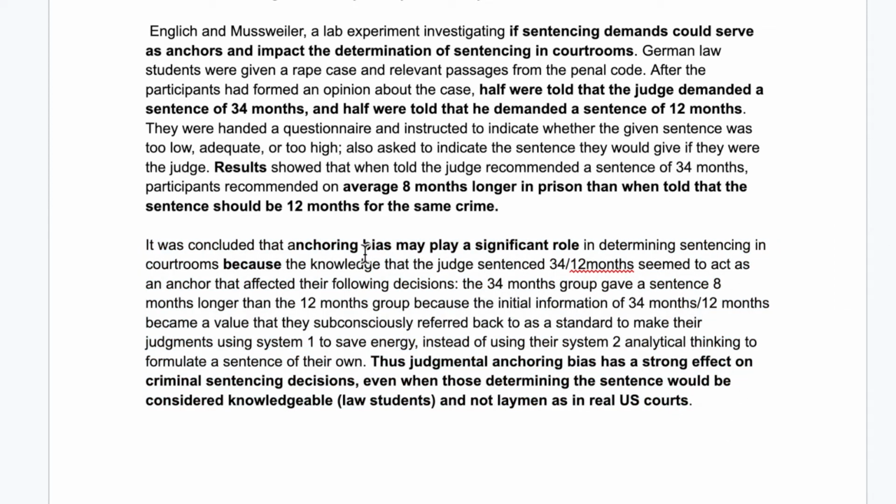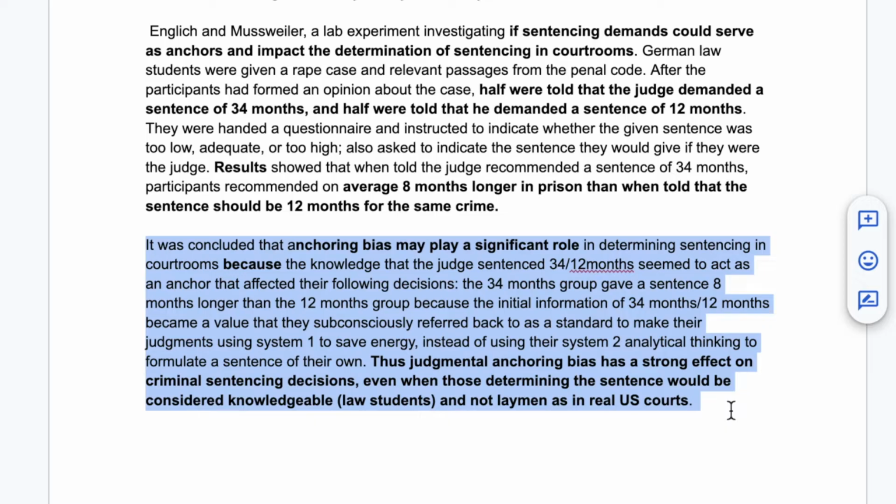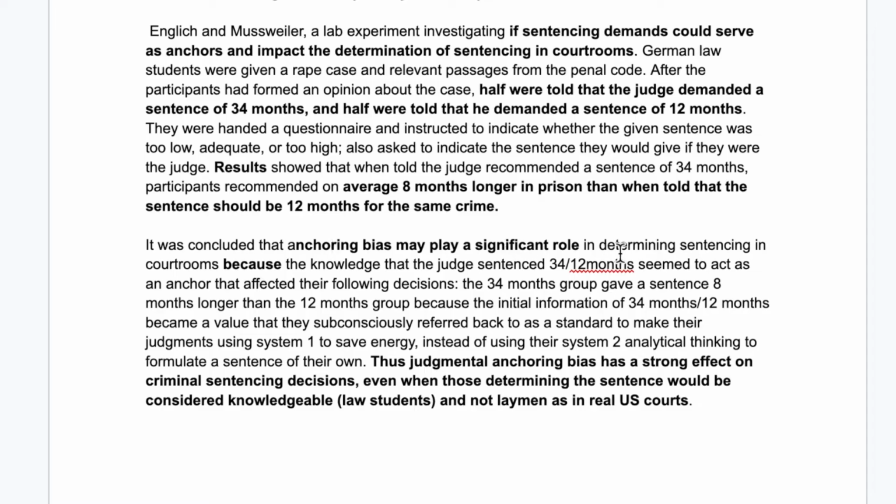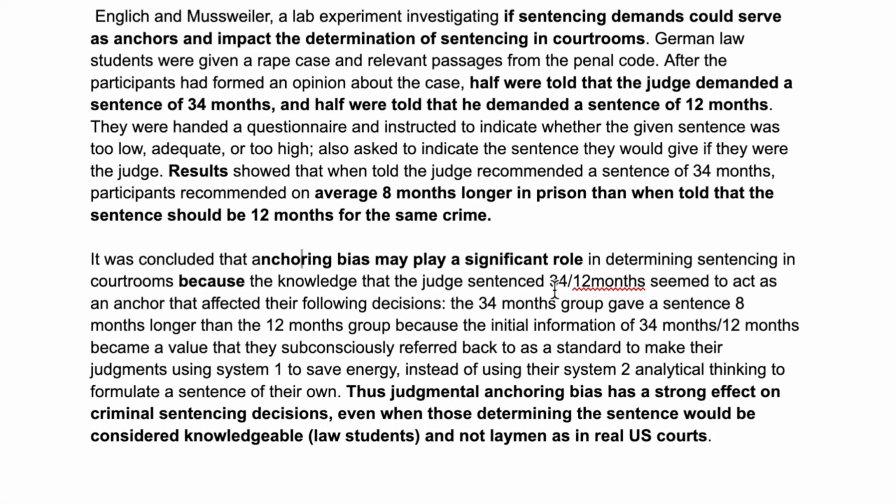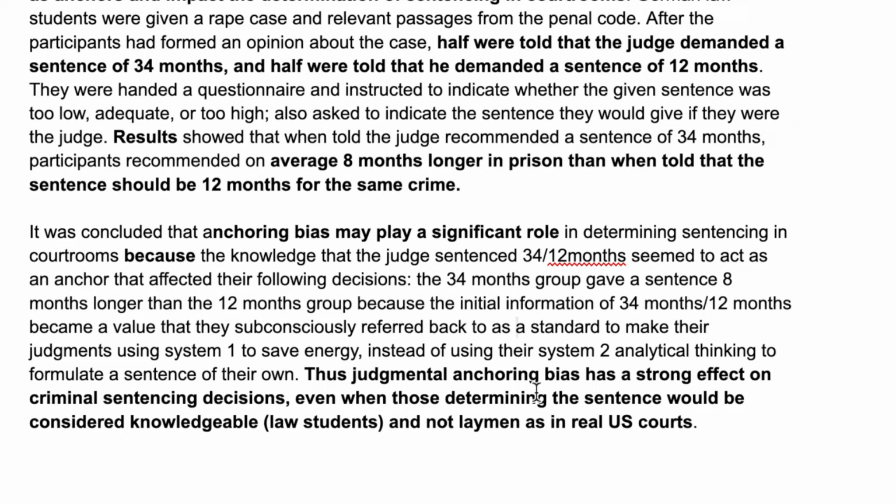then I'll include the conclusion here and then spend this paragraph explaining the network. But if it's something a little simpler, like this one, then I just merge the conclusion with the link paragraph. So here's my conclusion. It was concluded that anchoring bias may play a significant role in determining sentencing in courtrooms because the knowledge that the judge sentenced the perpetrator for either 34 or 12 months seemed to act as an anchor that affected the decisions of the German students. Therefore, this shows that humans exhibit anchoring bias in making decisions because the first piece of information that they get seems to act as an anchor in making subsequent decisions.